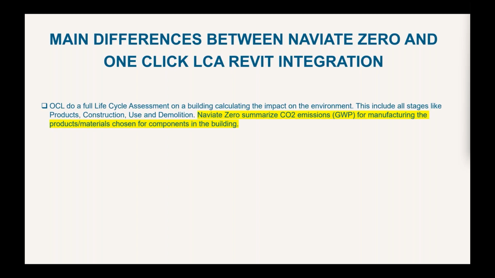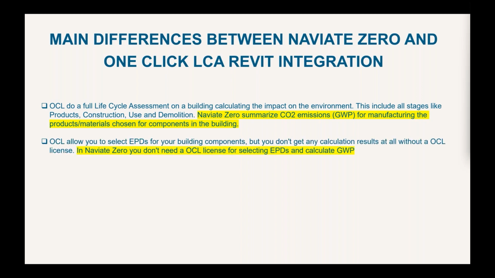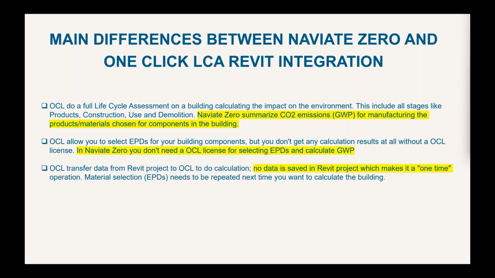Further on, in Naviate Zero, we do the summarization of CO2 emission, the global warming potential, for all the products you have in the building directly. In Naviate Zero, you don't need a one-click LCA license in the beginning, during the initial start, for doing the life cycle assessment in early stage, calculating the GWP. Working with one-click LCA directly in the start is kind of a one-time off, and then you need to do another one and another one. By saving data in the Revit project, we can make sure that you continuously have a setup of EPDs that you can work on, changing back and forth all the time, by writing it down to the extensible storage in Revit.